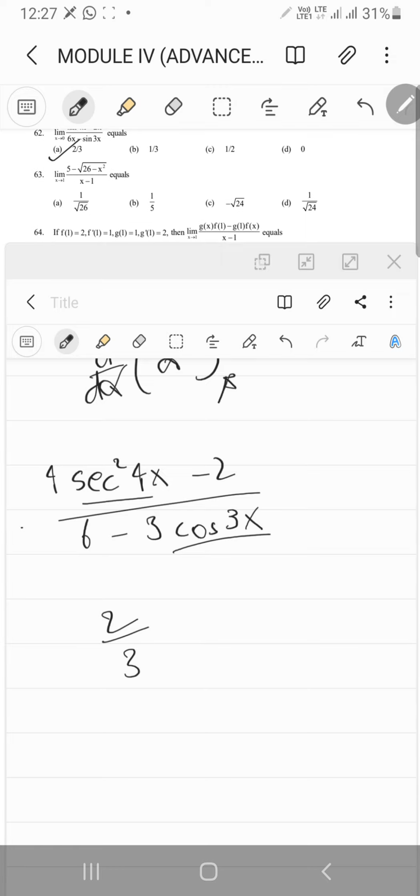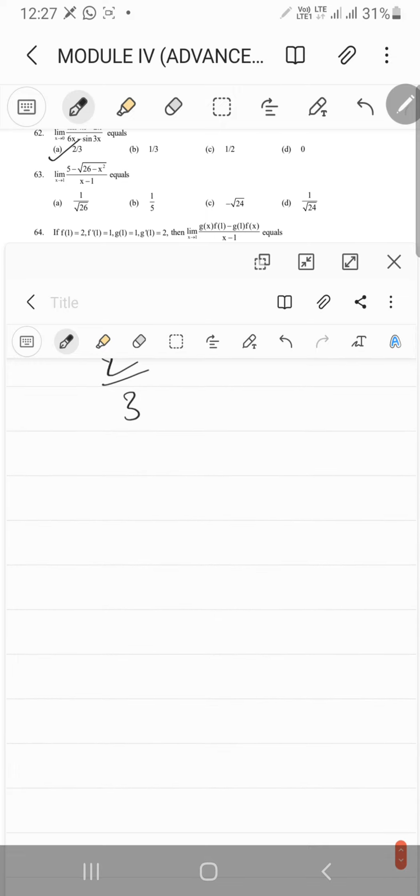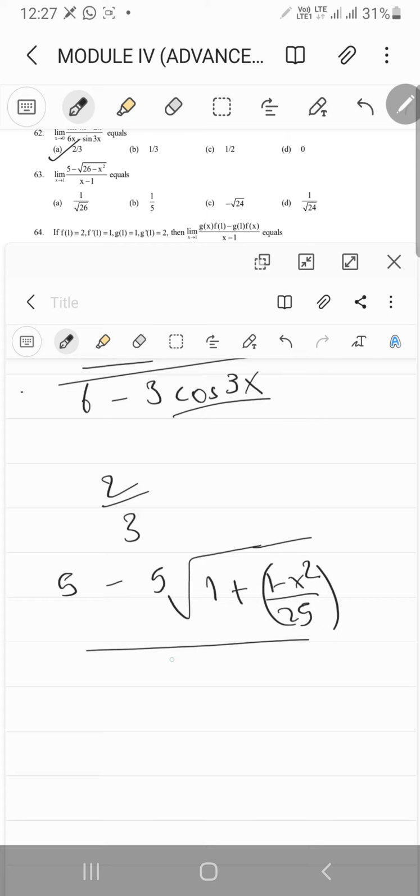Nice. Next question. x approaches 1 of this thing. Okay, this is a 0 by 0 situation. I guess we have to use GBT this time. Wait a second. Oh, we can do it like this. This is going to be 5 minus 5 square root of 1 plus 1 minus x squared upon 25, upon x minus 1.